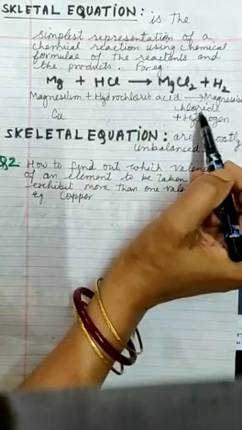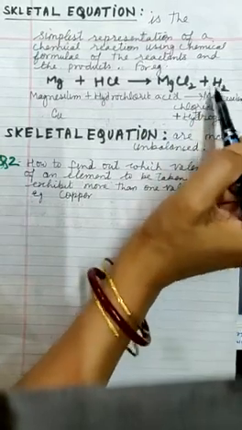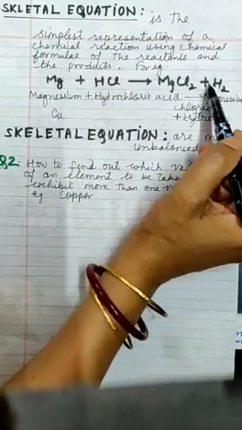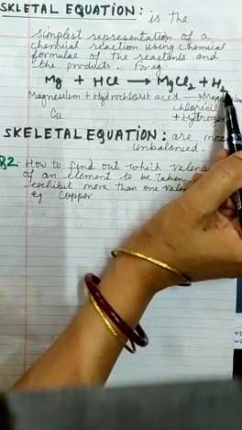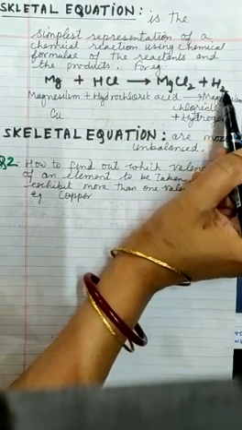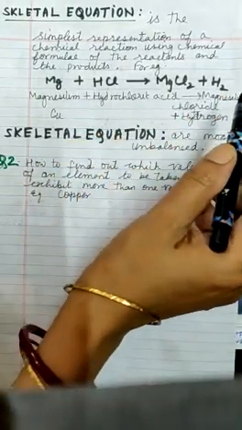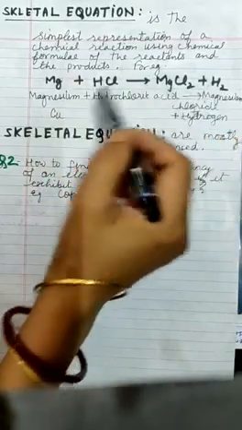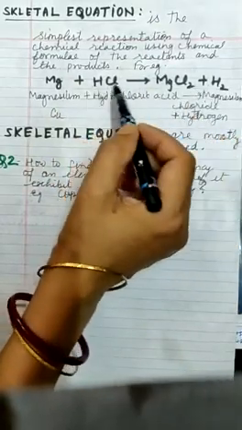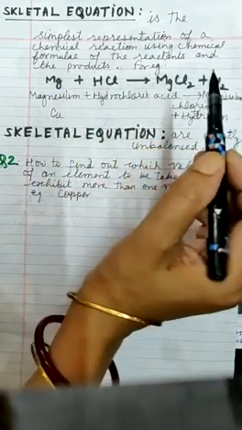Then products, magnesium chloride, formula of magnesium chloride is MgCl2, plus hydrogen, H2, because hydrogen doesn't exist in the atomic form like magnesium. Hydrogen being a non-metal, as most of the non-metals do, exists in the form of a molecule with two atoms, so it is H2. And this equation is unbalanced. See here, one magnesium, one hydrogen, two hydrogen, one chlorine, two chlorine. So hydrogen and chlorine atoms are not the same on both sides, therefore it is an unbalanced equation.